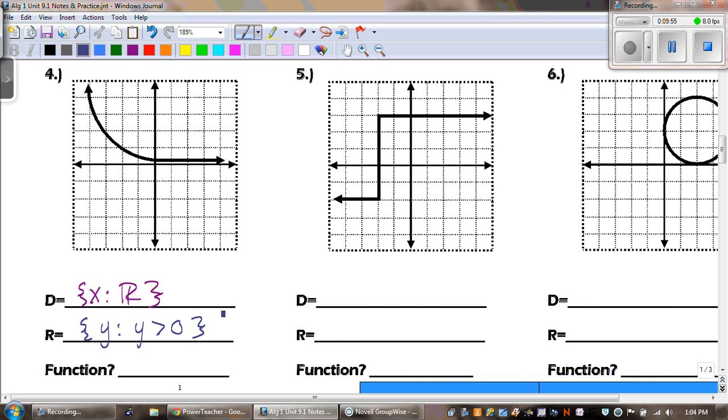And is this a function? Yeah, no matter where you draw your line, it only touches once. So this is a function.